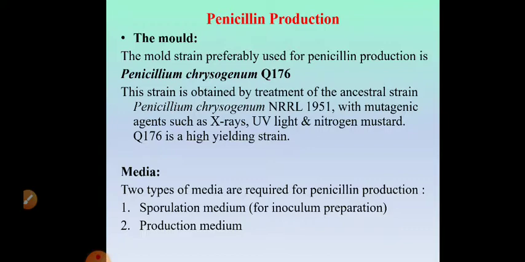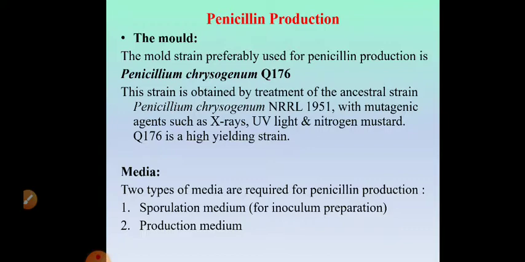Number one, while studying penicillin production, the first thing is the mold, the fungus that is used for penicillin production. The mold that is preferably used for penicillin production is the Penicillium chrysogenum Q176 strain. Okay, which strain is used? Penicillium chrysogenum Q176. This strain is a mutant strain.